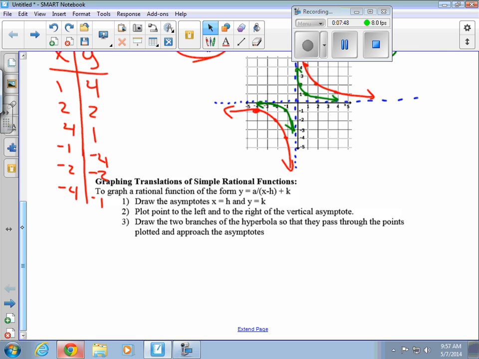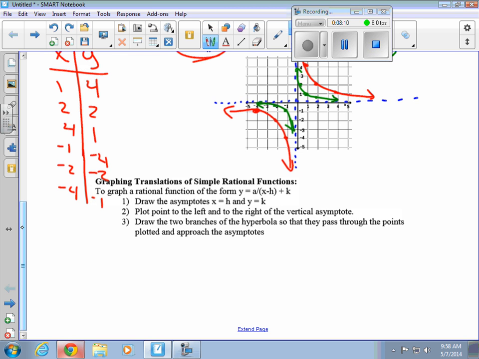All right. The next thing we're going to talk about is graphing translations then of these simple rational functions. And this is where our domain and our range might change, our asymptotes might change, because we're shifting our graph one way or another, just like we shifted them the last couple days with our square root functions and our cube root functions. We're going to be shifting this right or left.